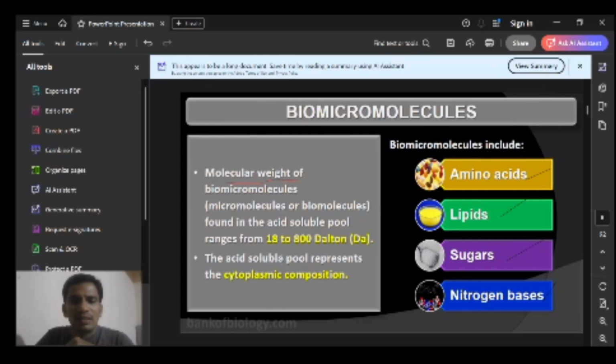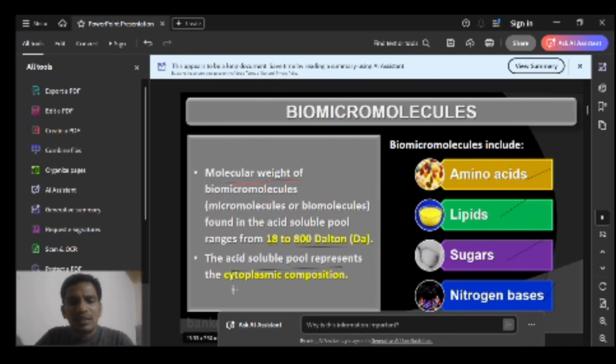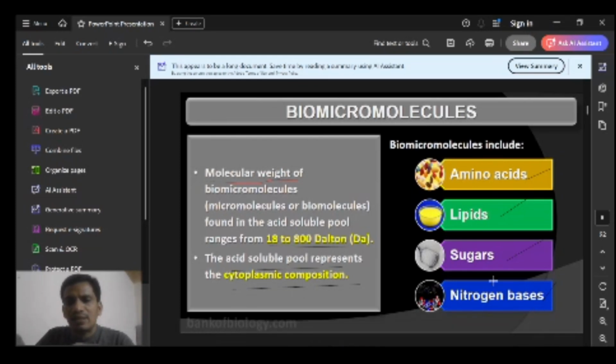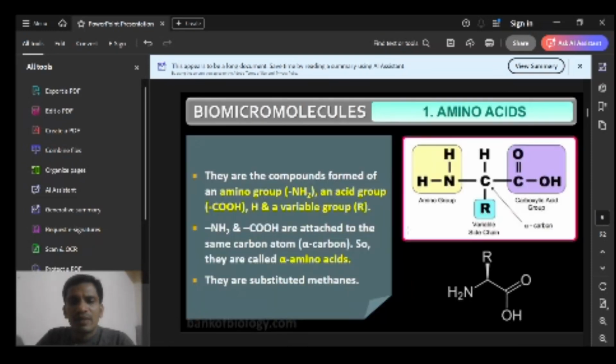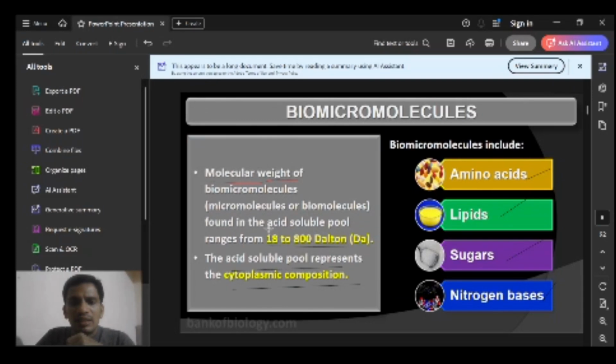That pool is called the acid soluble pool, and it represents the cytoplasmic composition, right? In this category, the biomicromolecules are amino acids, lipids, sugars and nitrogen bases. All of these come under biomicromolecules. Next, how to take the amino acid: the molecular weight is 18 to 800 Dalton units. The first kind is the amino acids.